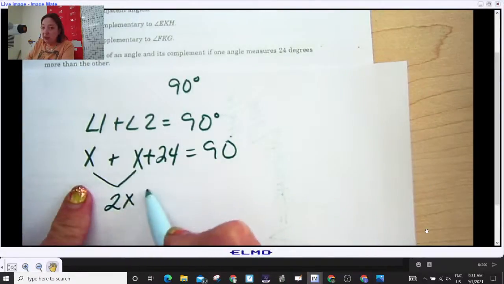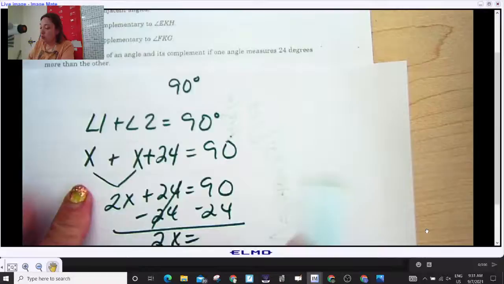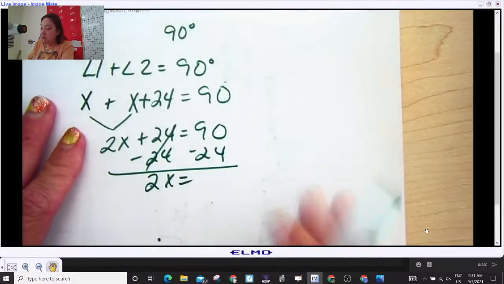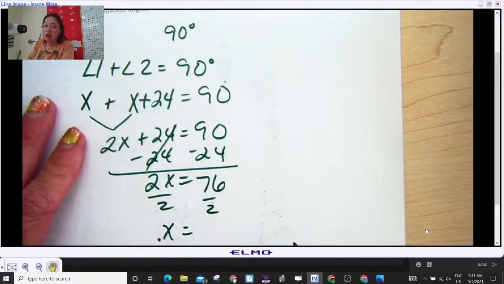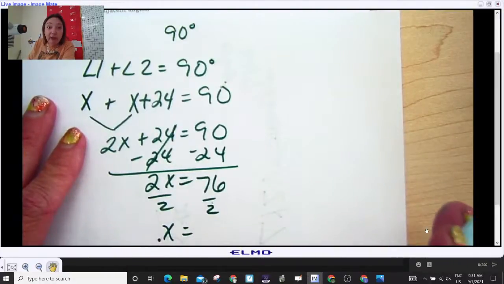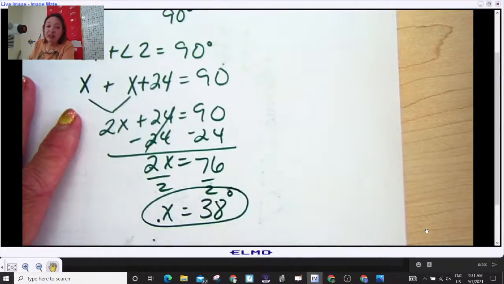So that's going to be 2x plus 24 equals 90. Subtract the 24. What's 2x equals 76. Divide by 2, what's x? Y'all, I'm assuming Esteban's right. He could be completely wrong. I don't know. What's 76 divided by 2? 38? 38 degrees. That's assuming that 90 minus 24 really is 76.